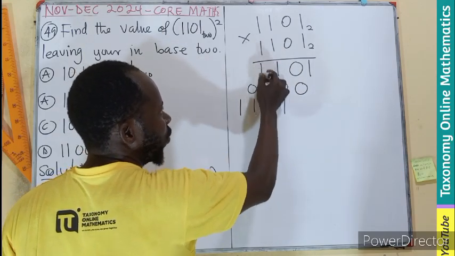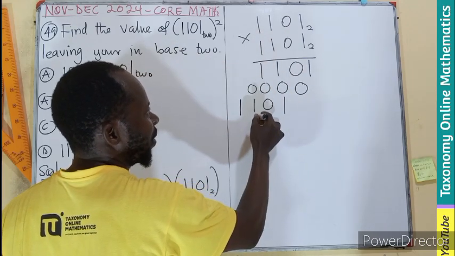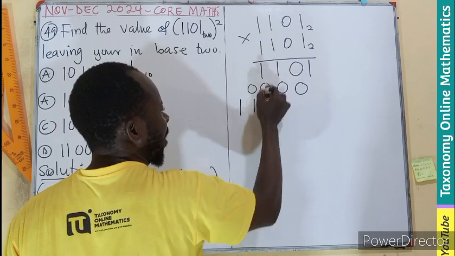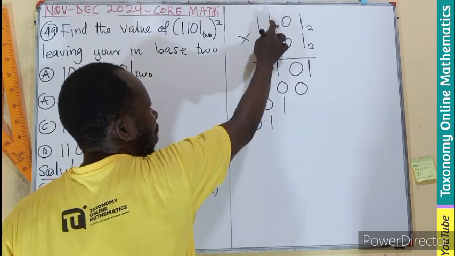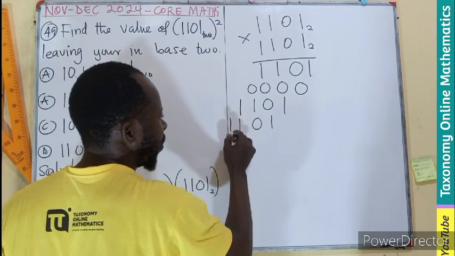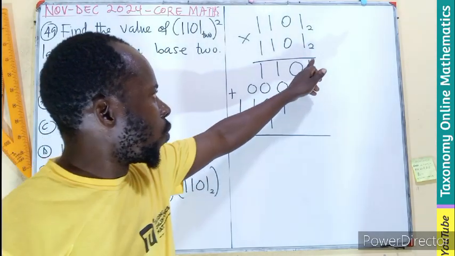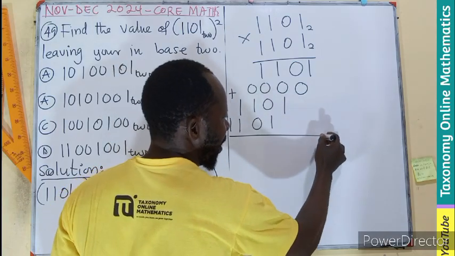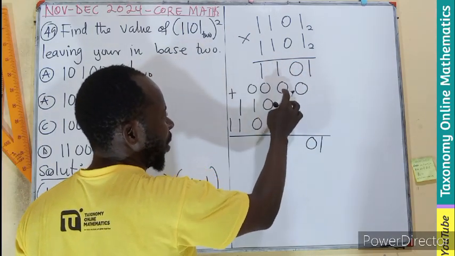The final one will also be 1 times 1. Then we have what? 0 as in 1 times this. Then 1 times this is 1 times this is 1. So we are going to add all of this. So 1 moving down will be here. 0 will be there. 1 plus 0 plus 1.